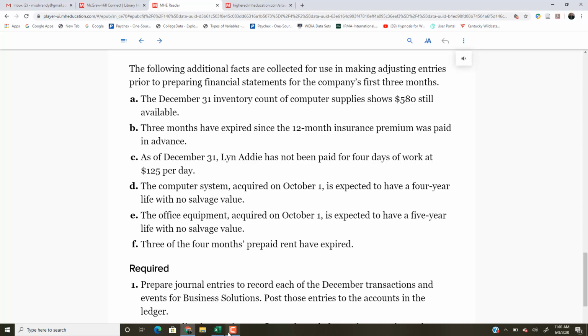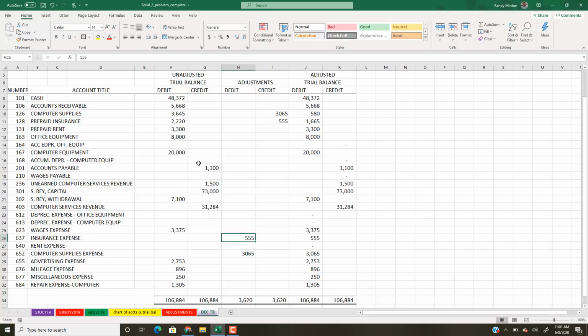Okay, so let's go back over to our trial balance again, and let's find wages expense. And we should already have some stuff in there because we've been paying it right on. And it would be 500. 4 times $125 is 500.